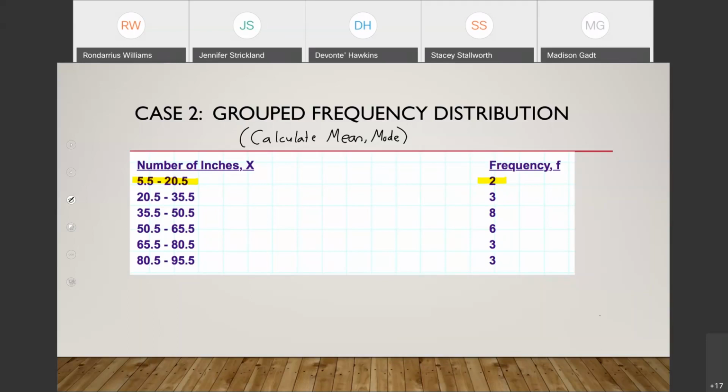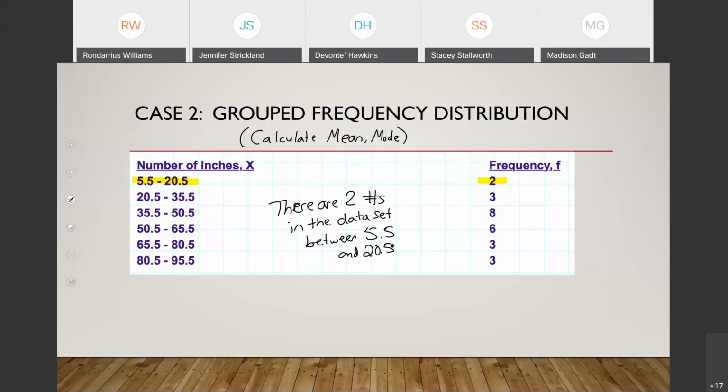You don't have to write this down, but I'm going to write it down just so we can see it. There are 2 numbers in the data set between, and those are my boundaries, 5.5 and 20.5. Does everybody agree with that? That from the original set of numbers, I would have counted 2 numbers in between 5.5 and 20.5.